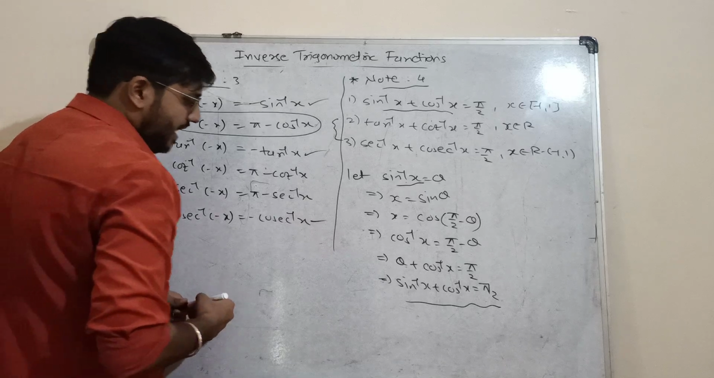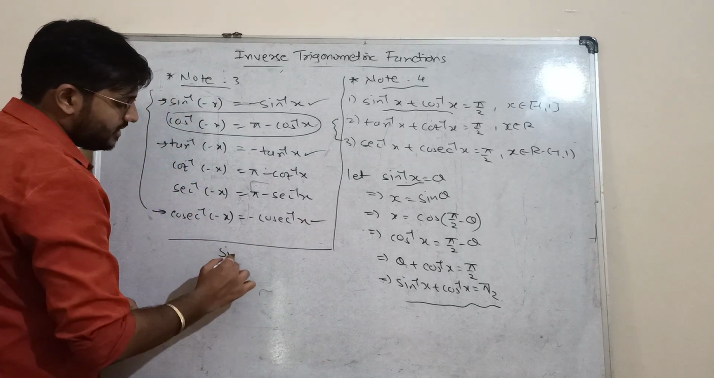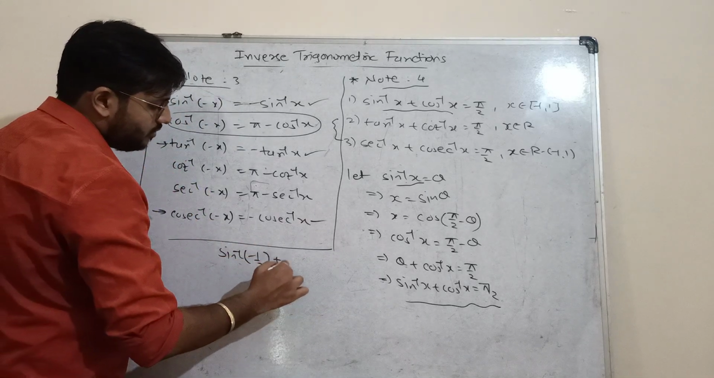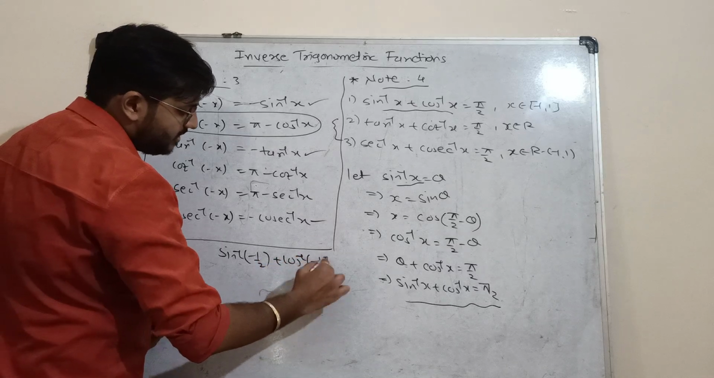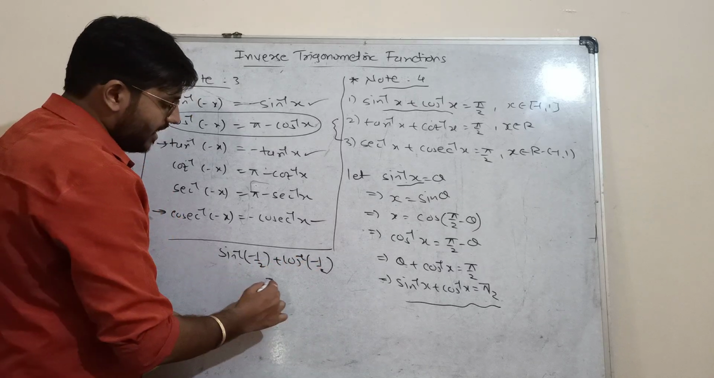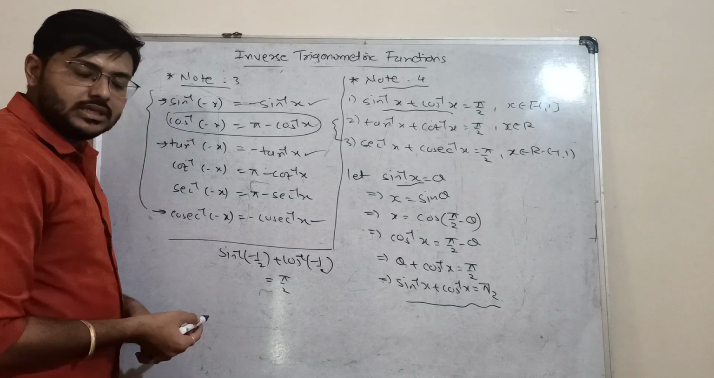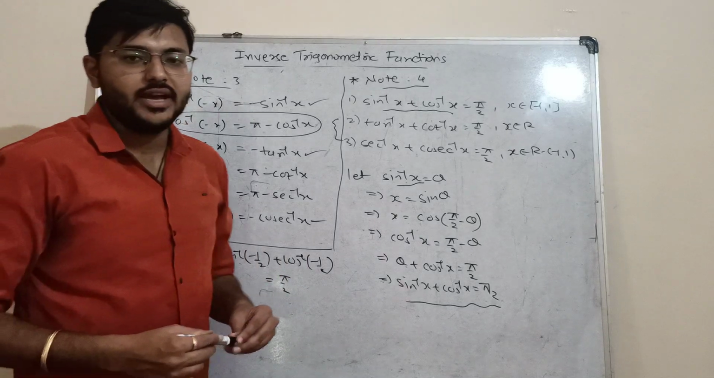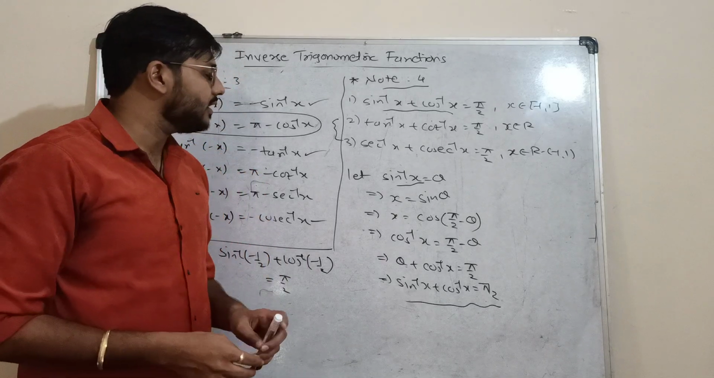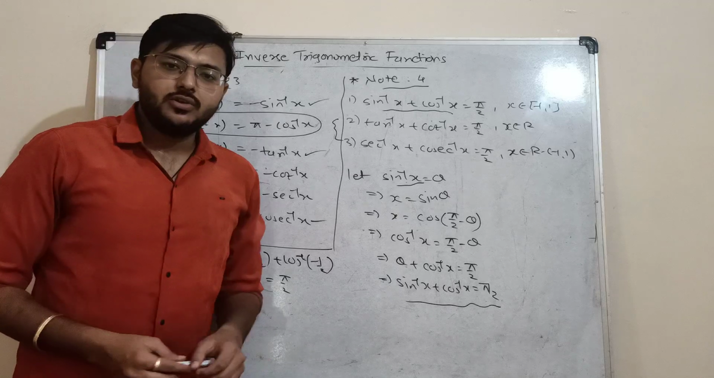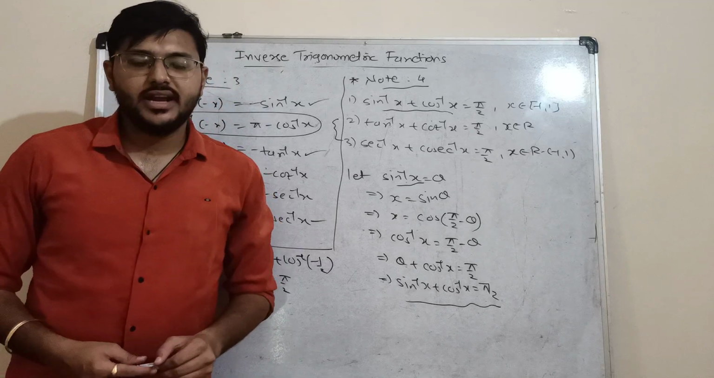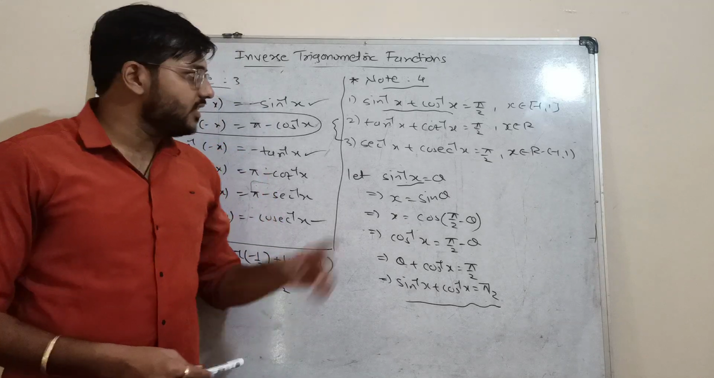So if you find a question like sin inverse of minus 1 by 2 plus cos inverse of minus 1 by 2, the answer is directly equal to pi by 2. No need to go with any kind of explanation. Okay, so here we're going to end our second session. In the next session we'll continue with the theory.